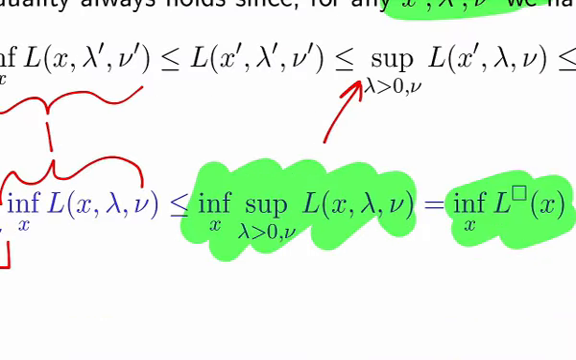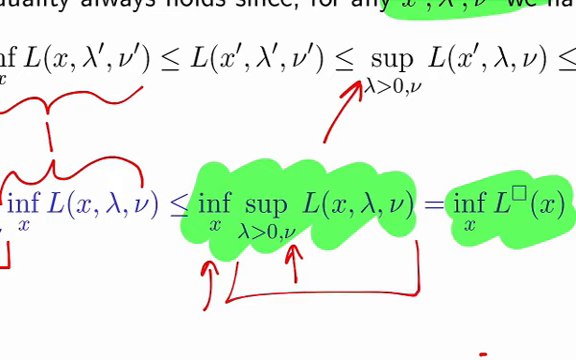Let's take a particular value of x for a minute. For a particular value of x, if x is not feasible, then when we take the supremum over lambda greater than 0 and nu, we're going to be able to get infinity. The reason why is, let's say that one of the h's, remember h is the equality constraint, if h of i is not 0, and nu is unconstrained. So if h i is positive, we just make nu infinite. If h i is negative, we make nu negative infinite. And so therefore this whole right-hand side becomes infinite.